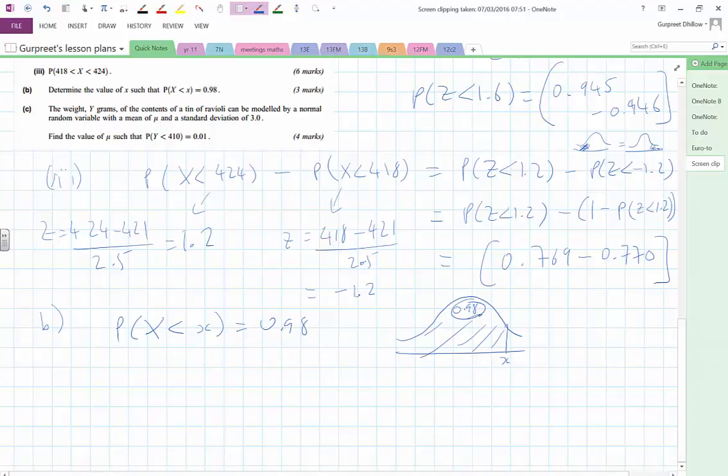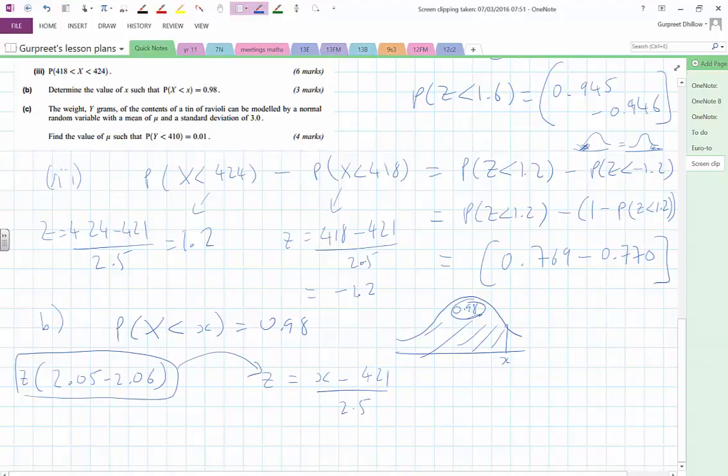in the mark scheme they gave a mark for looking up any number between 2.05 and 2.06 for z. And then once you have your value for z, we work backwards. So once you work out your value for z from the tables, you plug that value into here. Mu's 421, sigma's 2.5. Plug your value of z into here from your table and rearrange that for x. And in the mark scheme they gave marks for any answer from 426 to 426.3.